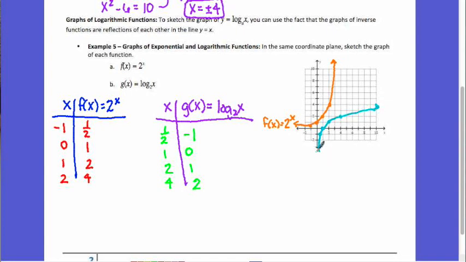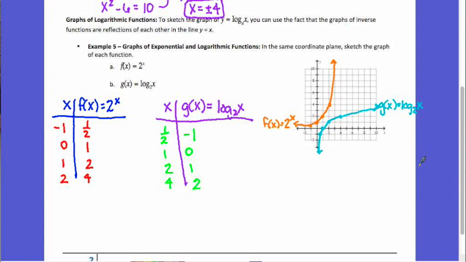So again, it needs to be a reflection over that line y equals x, which is your parent linear function coming through the middle like this. And all we did is take these four points and reflect them over that line to get these guys. And this is my g of x equals log base 2 of x function.